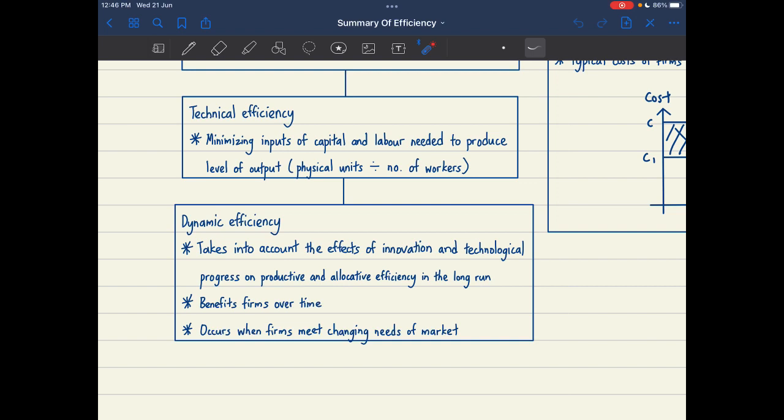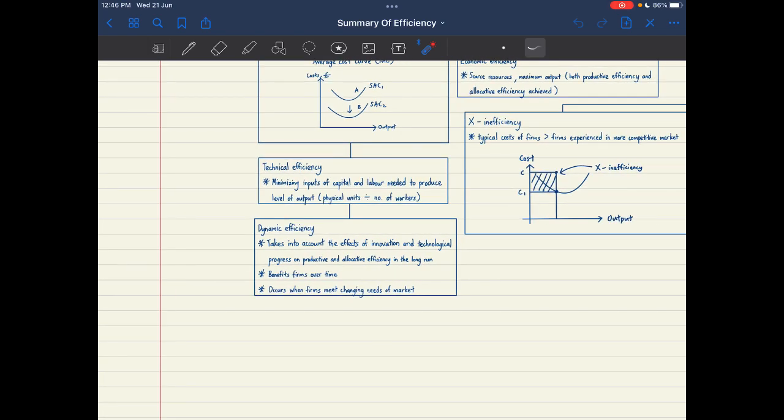And in order to benefit from dynamic efficiency, which is to improve the technological processes and meet the changing needs of the market, you'll be able to achieve dynamic efficiency by adopting the newer technologies and also producing a higher level of output from those machines.